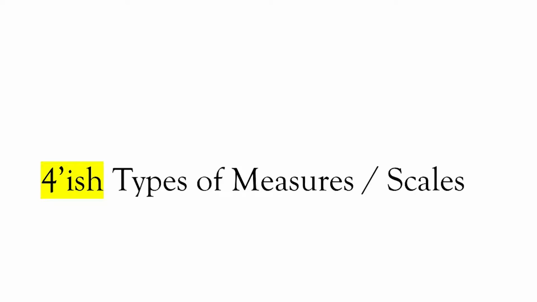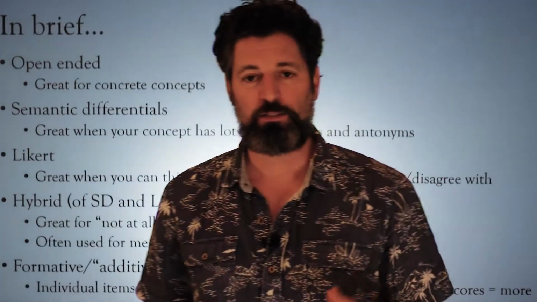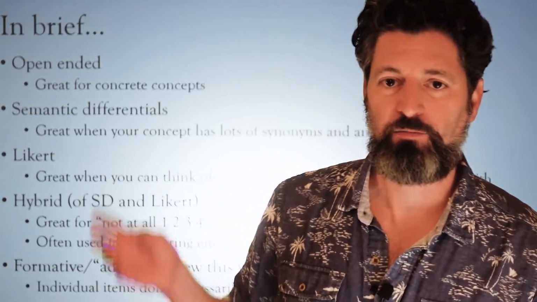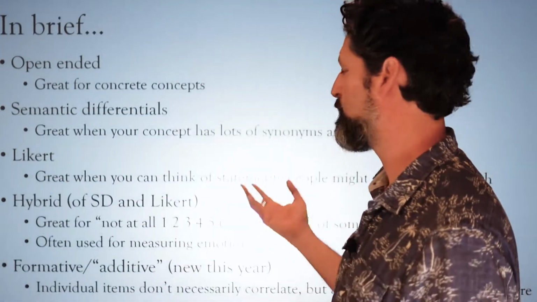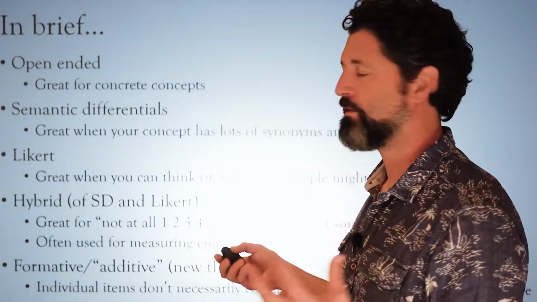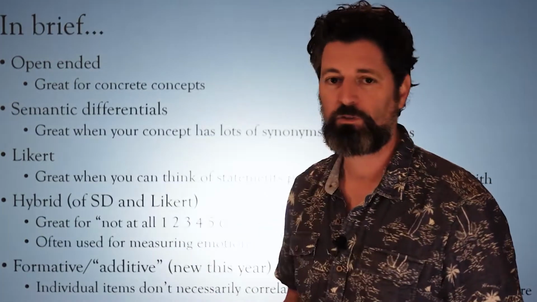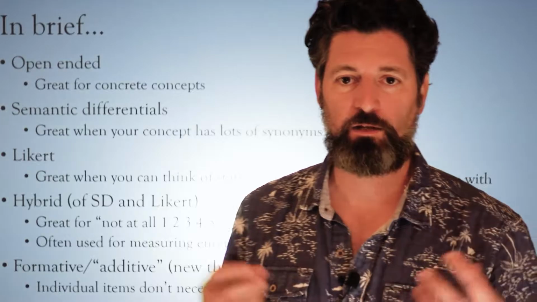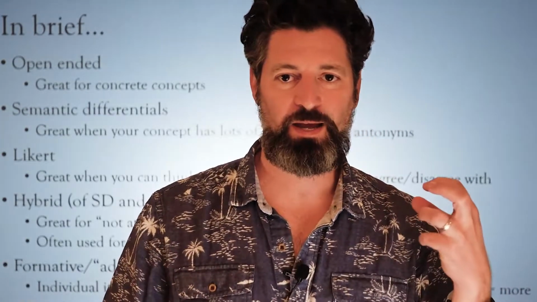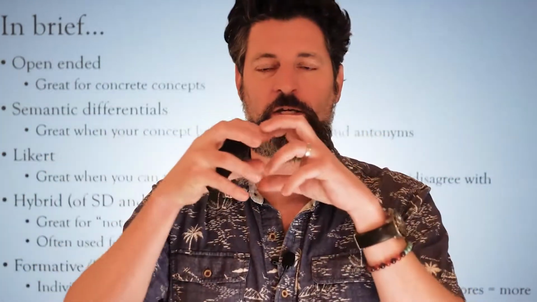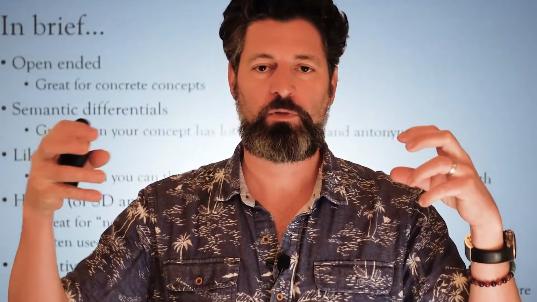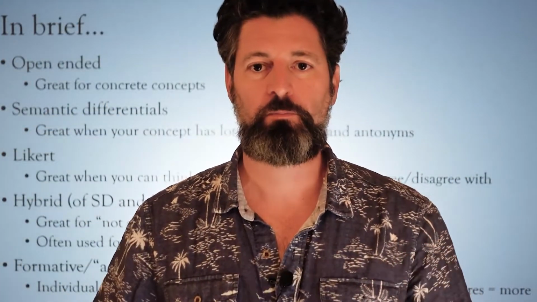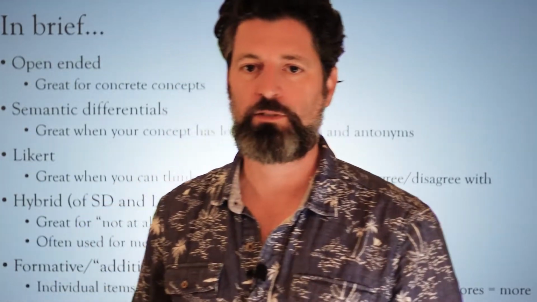Next, four-ish types of measures or scales. We kind of talked about this just a second ago. We have open-ended scales. These are great for concrete concepts that are countable. Then we have what's called semantic differential scales. This is just what it sounds like: semantics, words, different. What we have here is two different words on opposite sides of some series of points, usually 7 plus or minus 2, and people pick some point on the continuum between those polar opposites.